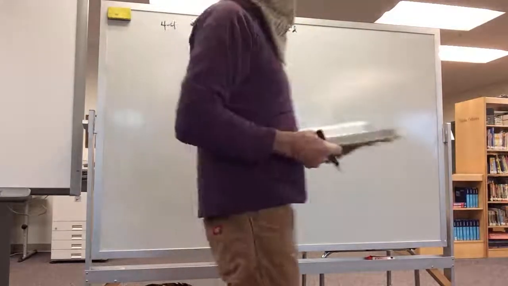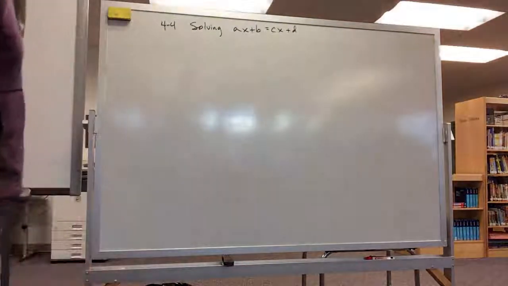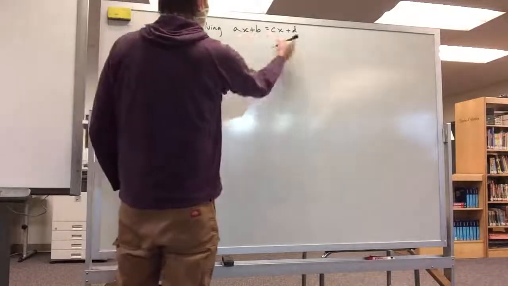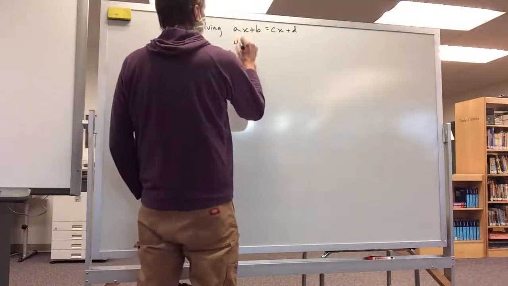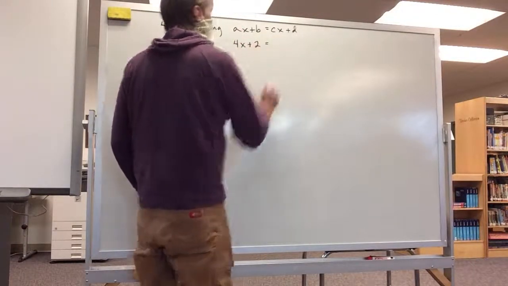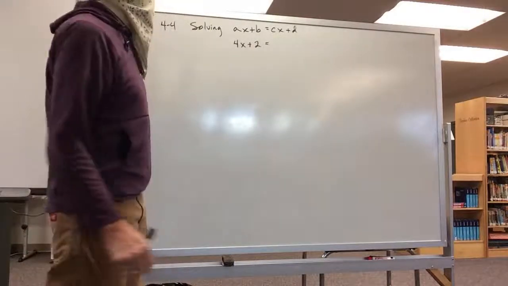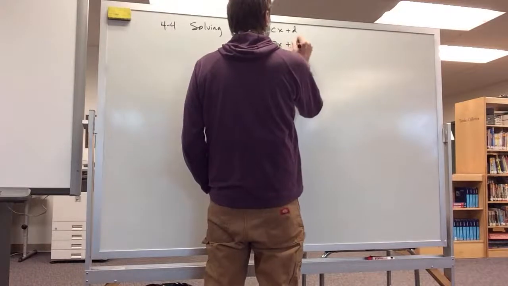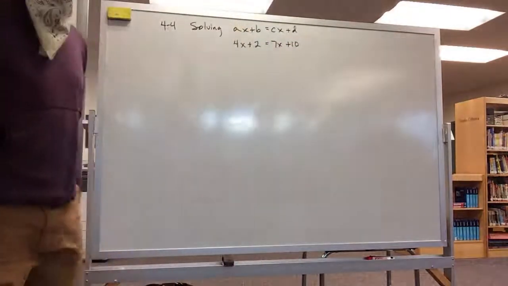So here's the title, solving ax plus b is equal to cx plus d. So x is the variable. A, B, C, and D are just different numbers that can be used. So, for example, a problem written like this might be 4x plus 2. And then over on the other side, it might equal 7x plus 10. That's what we're saying here.